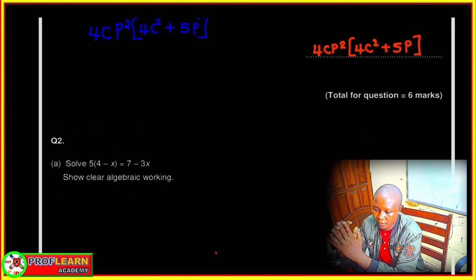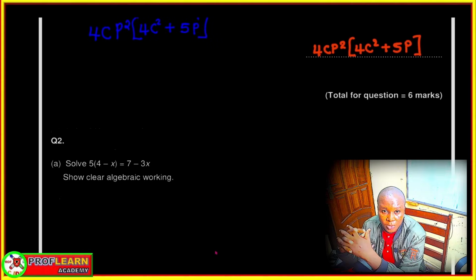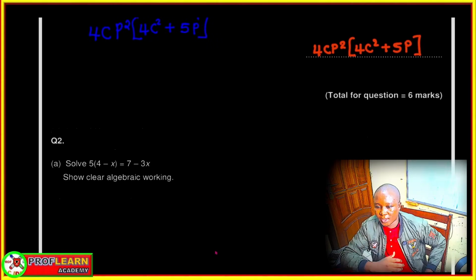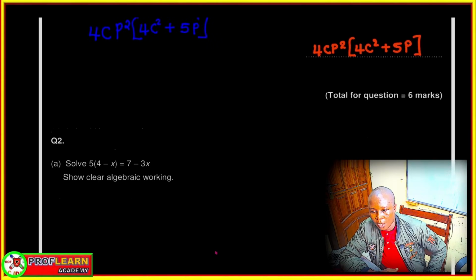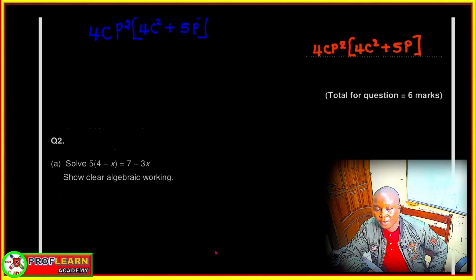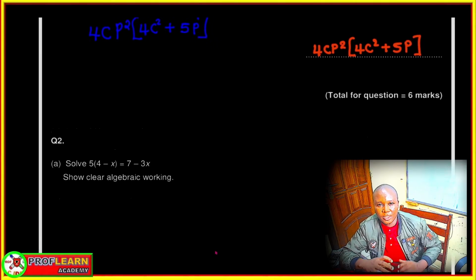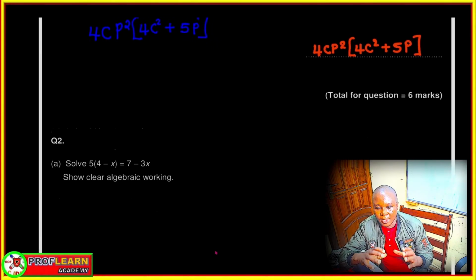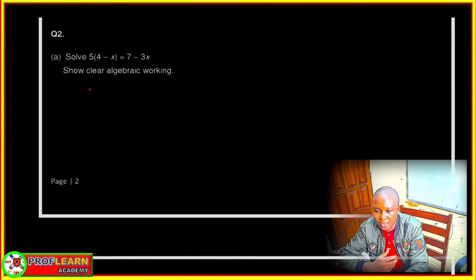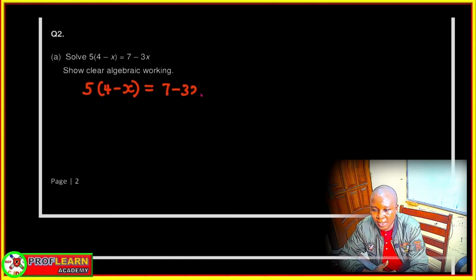So let's move up so that we can check what other questions you can be given. Other questions that you can be tested on are questions to do with solving equations. If you are told to solve equations, the first thing to do is to expand and put the like terms together. Here we are given 5 into 4 minus x is equal to 7 minus 3x. So we expand the bracket, because 5 is going to be multiplied by 4, that's 20. 5 times minus x will be minus 5x, and 7 minus 3x.